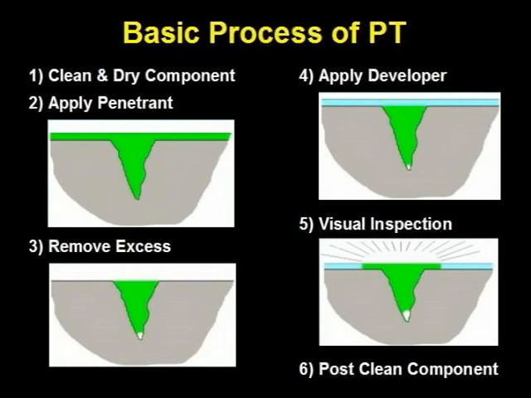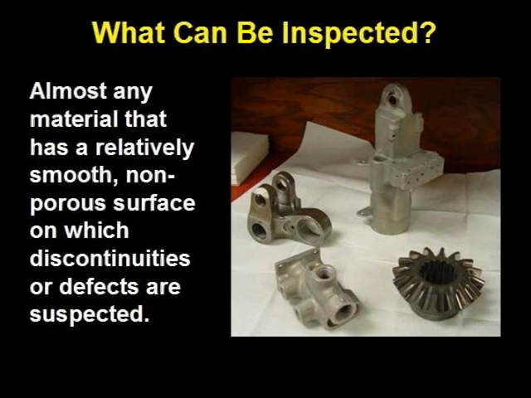After dwelling for some time to allow the capillary action to occur, the excess penetrant is removed from the surface. A developer is applied to help draw the trapped penetrant out to the surface where it may be more easily detected. The surface is then visually inspected. The final step is to clean the test article after inspection.